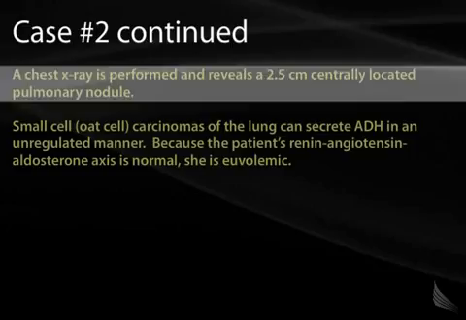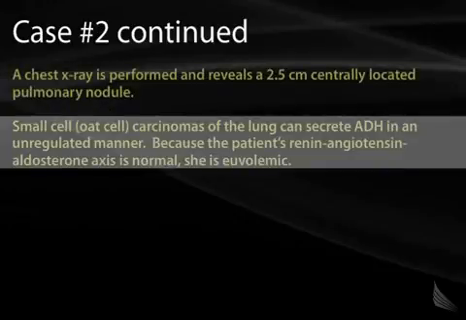Let's just continue with case 2. As you suspected, a chest X-ray revealed a 2.5 centimeter centrally located pulmonary nodule. This would be consistent with a small cell carcinoma of the lung, which can secrete ADH in an unregulated manner. Because of the intact renin-angiotensin-aldosterone axis, the patient remains euvolemic.